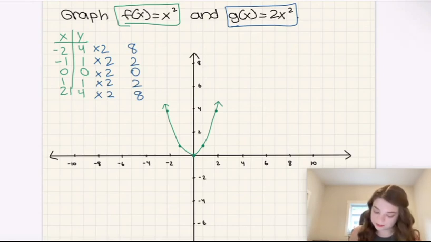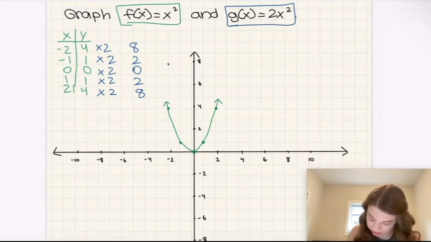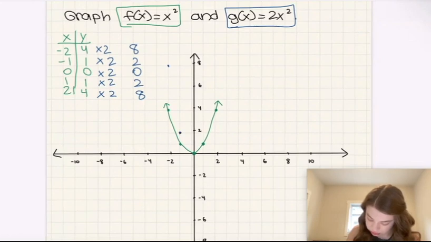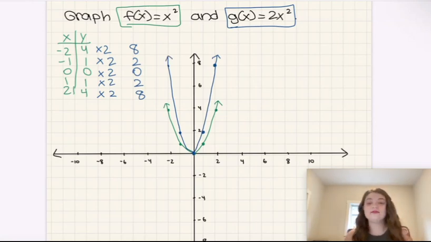So now I'm just going to plot my points. (-2, 8) is right there. (-1, 2), (0, 0), and there we go. And there we have it. So as we can see, this looks pretty similar, but it's a more stretched out version, right? It's going up faster because all the y values got multiplied by 2.